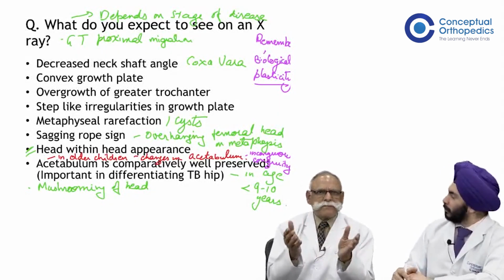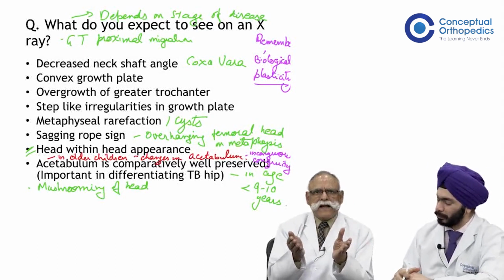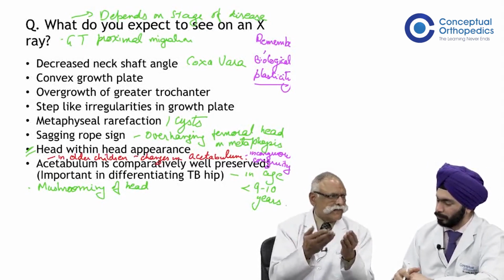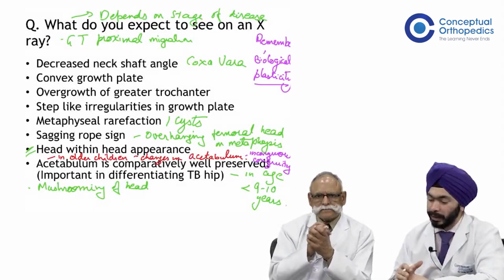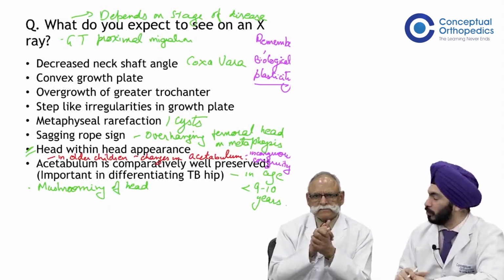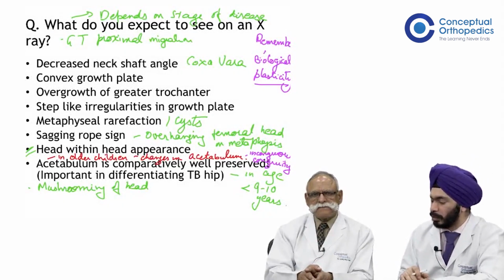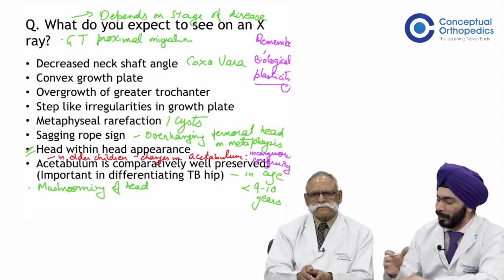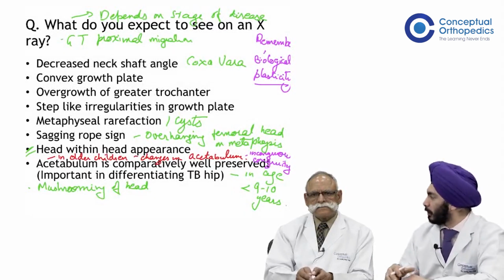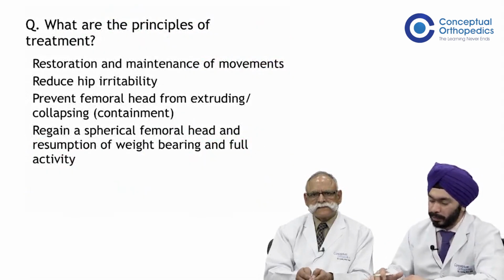So it all depends upon the advancement of the disease and the age of the patient when he is presenting to you. So remember, on X-ray there can be a spectrum of presentations. So it all depends upon the stage at which the patient has presented to you. Early stages would be a different spectrum, maintained acetabulum, and in later stages the acetabulum may also be affected. So you have to remember all these stages and the spectrum.